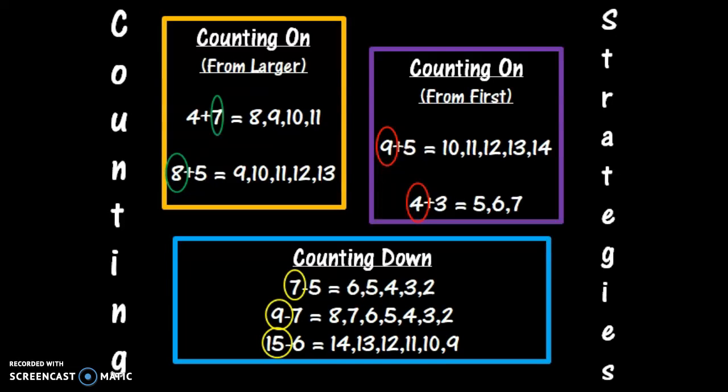And counting on from first is when the student counts on from the first number of the problem, such as 9 plus 5. They will start with 9 and count on up from 9, so 10, 11, 12, 13, 14. And then counting down is when they start with the first number in the problem, such as 7 minus 5, and count down until they get to the correct answer. So 7 minus 5 would be 7, 6, 5, 4, 3, 2. And 2 would be the answer.